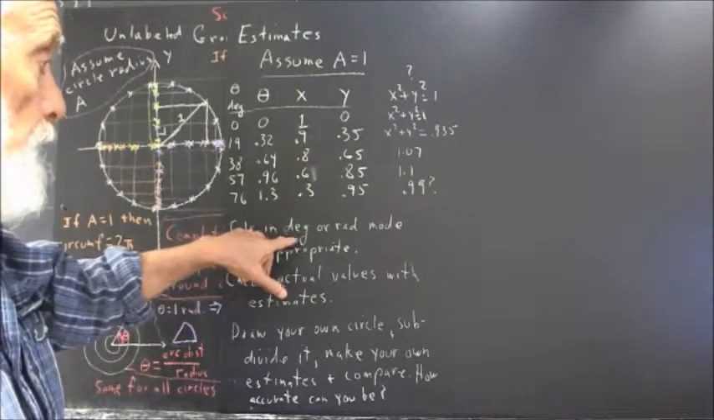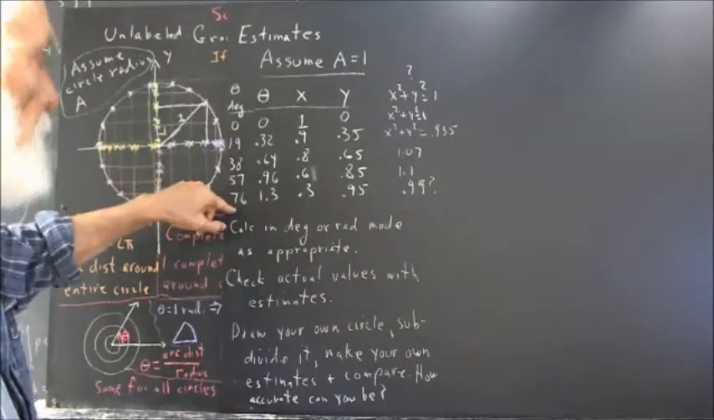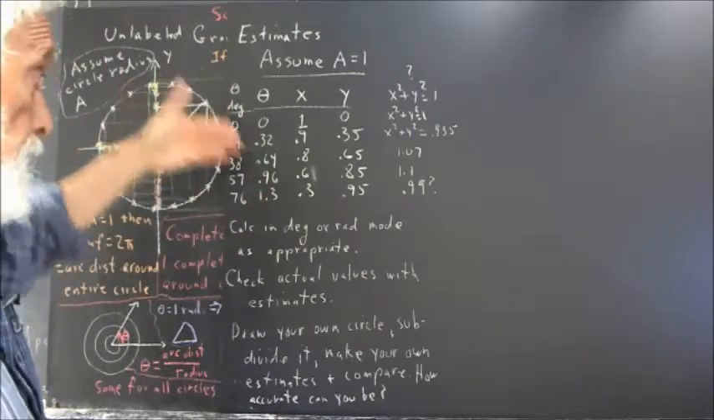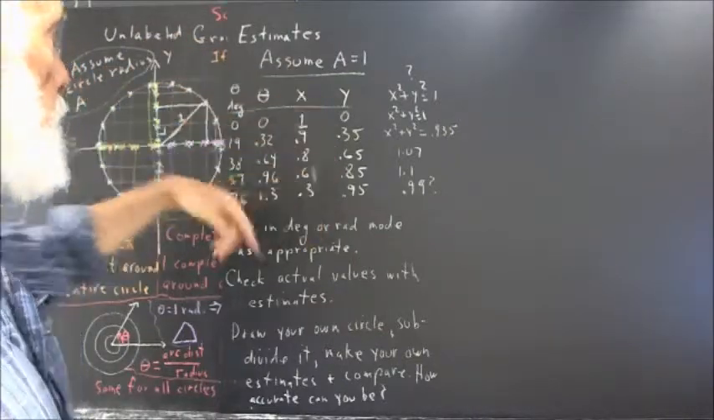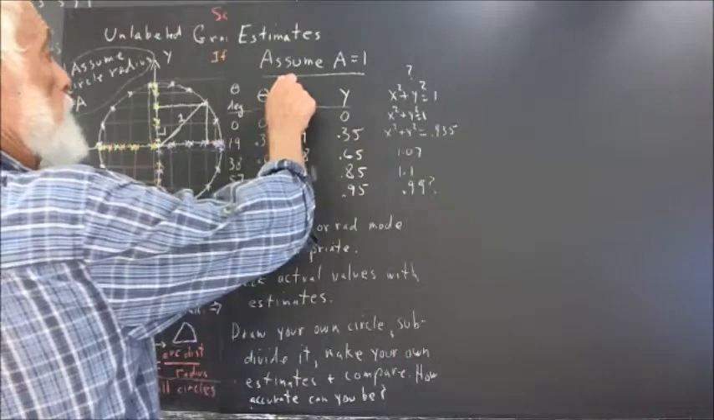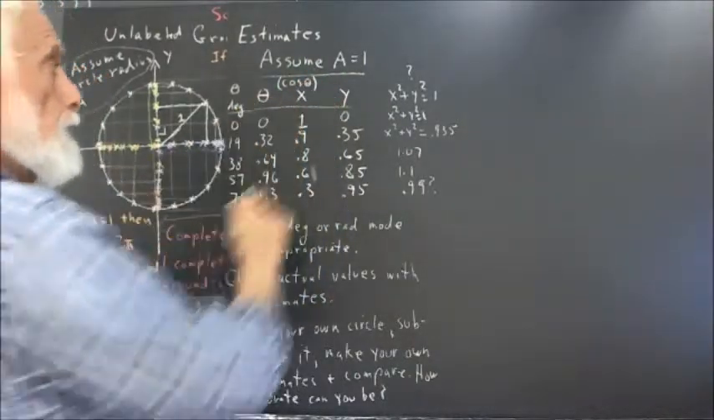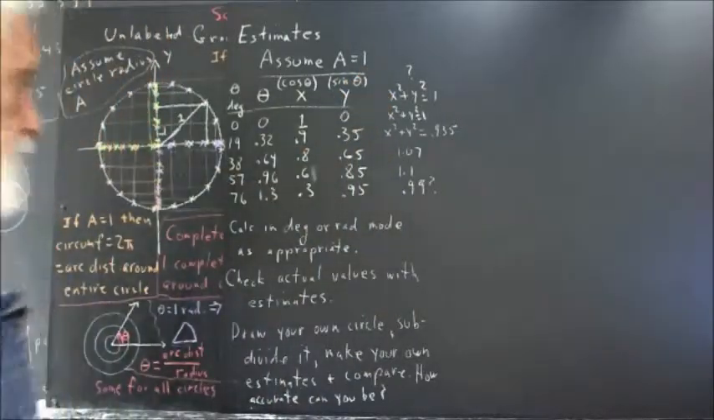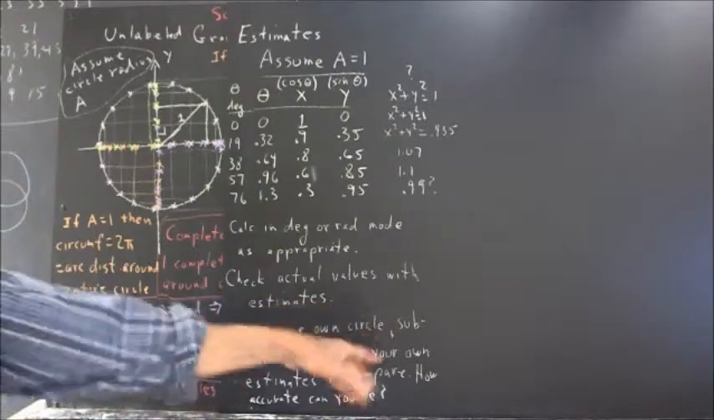Now you put your calculator in degree mode or in radian mode. If you're calculating for degrees, you would use degree mode. If you're calculating for radians, you would use radian mode. You should do it both ways and see how close these values are to the values of the cosine and the sine function. Remember that x is the cosine. So x value should be the cosine of theta. Y values should be the sine of theta. Okay, check the actual values with the estimates. And then do better than I did.